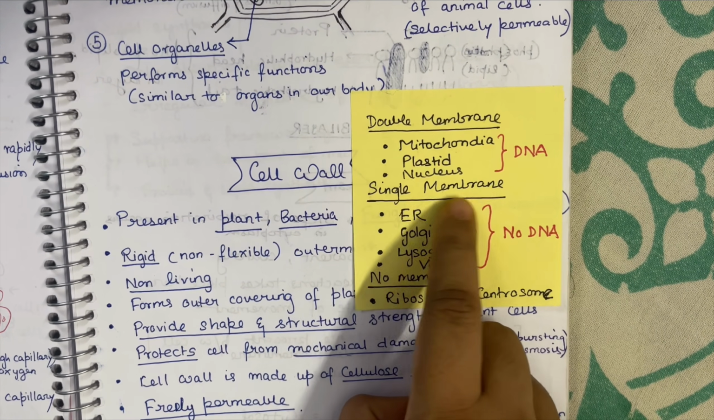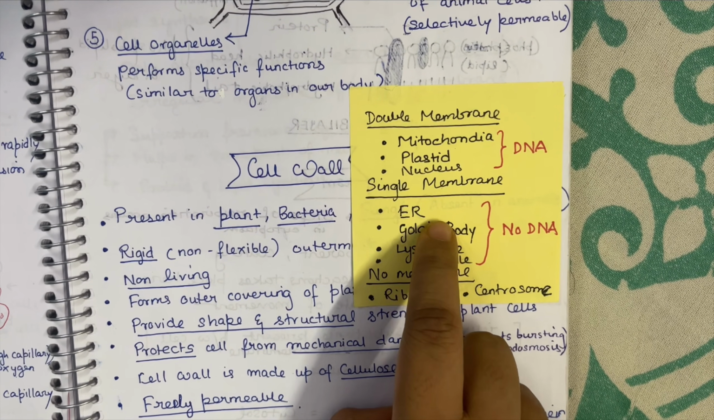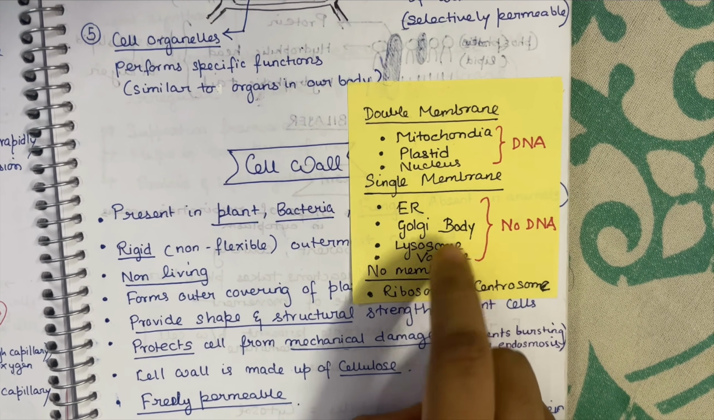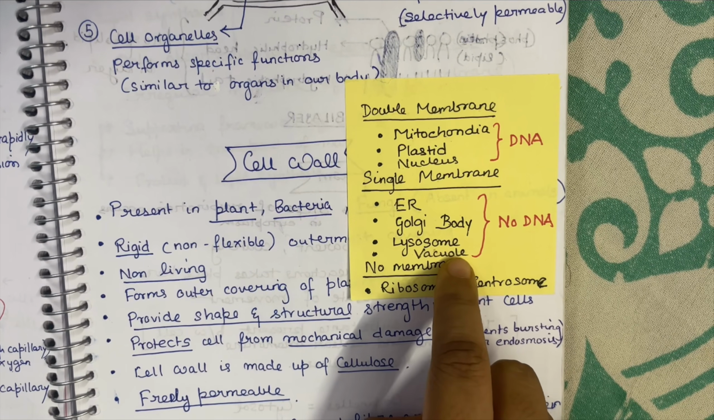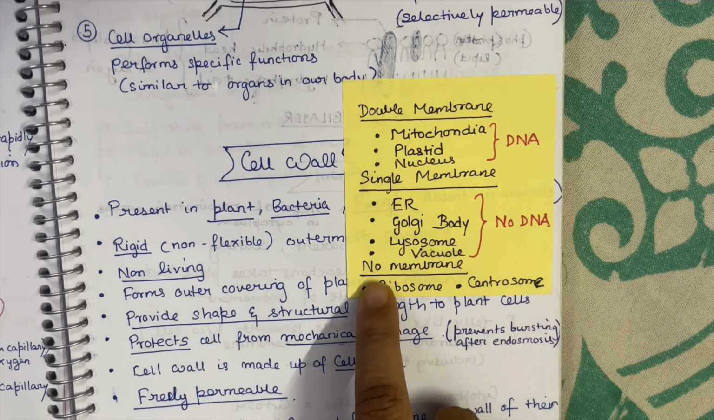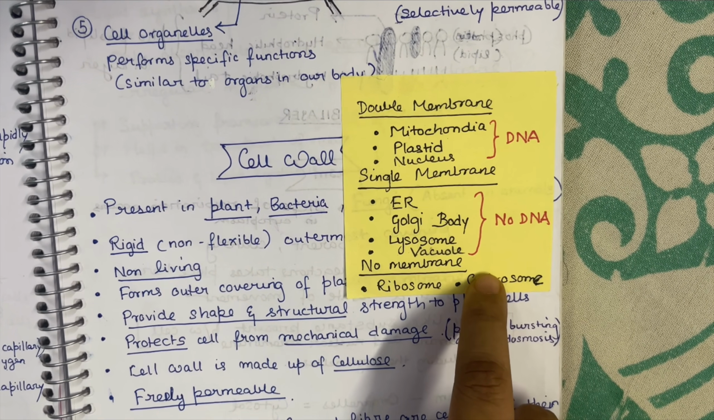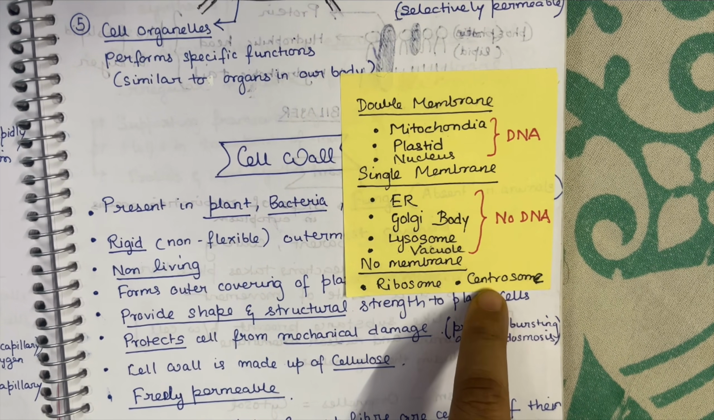The next category is single membrane bound organelles. These comprise the endoplasmic reticulum, Golgi body, lysosome and the vacuole. None of these contains DNA. And lastly, we have the non-membrane bound organelles. This includes the ribosome and the centrosome.